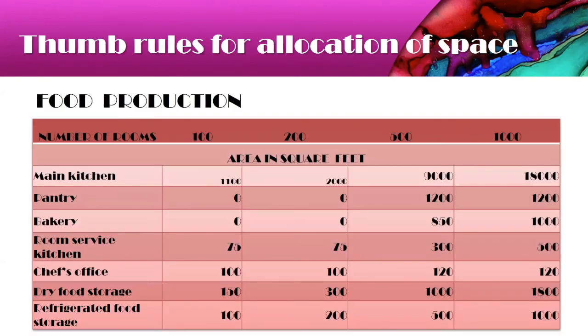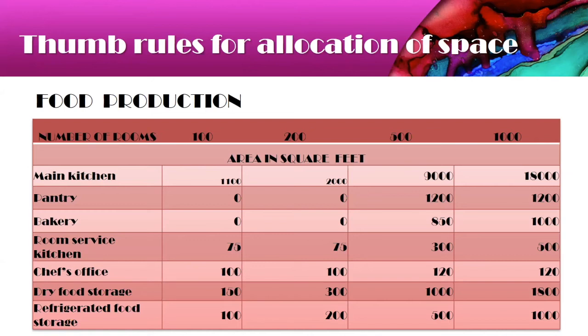First, if it's a food production area that we are discussing, the table shows columns for 100 rooms in the hotel, 200 rooms, 500 rooms and 1000 rooms. So all the space allocation is according to that. If it's a small hotel, they will probably not have a pantry or a bakery, but in large hotels it would be there. The space allocated to the chef's office is roughly the same in all the different hotels.